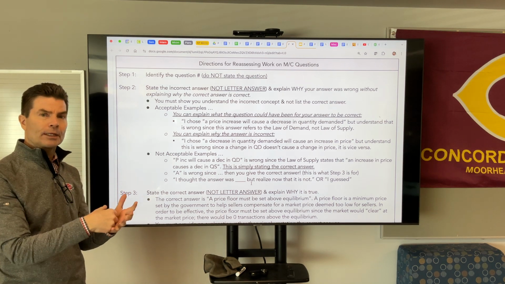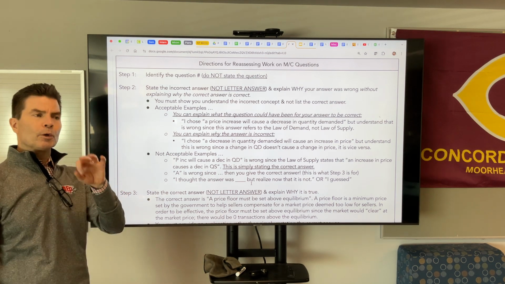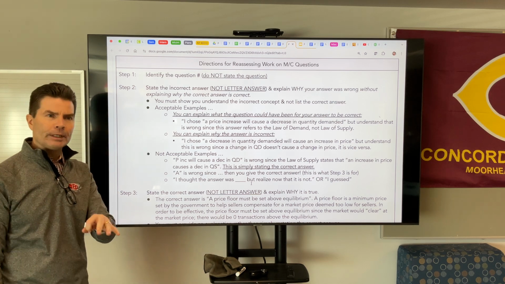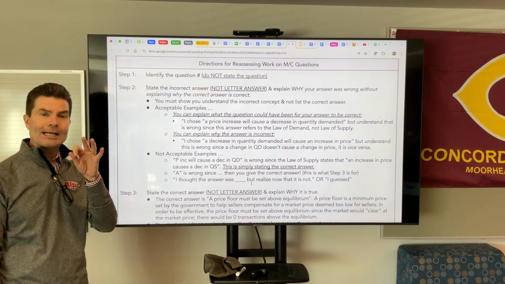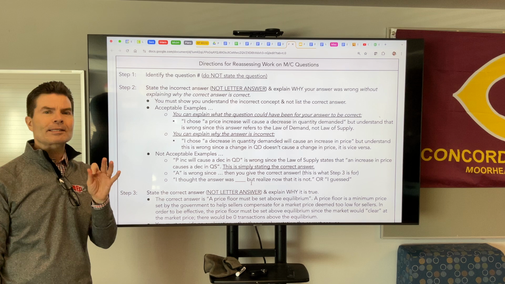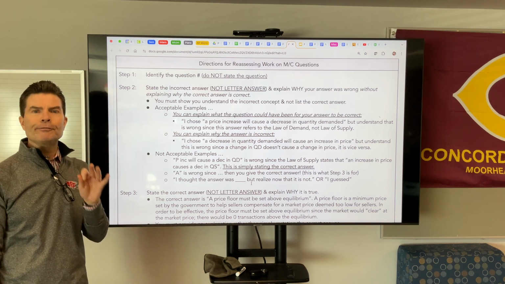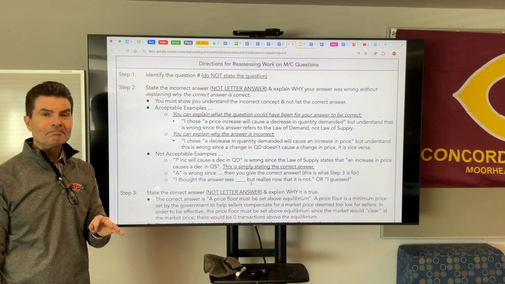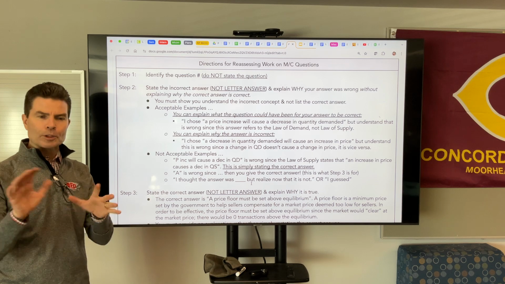We're not actually doing this on Google Docs and you're sharing with me. This has to be done via actual sheets of paper. I will not accept this if it is done via a Google Doc, right? And there's a reason for that, which I won't get into.